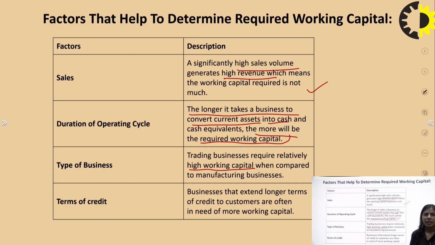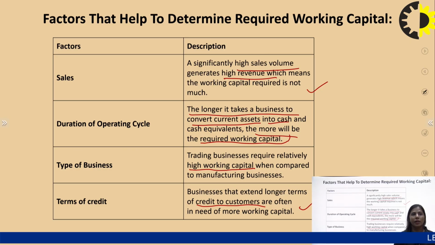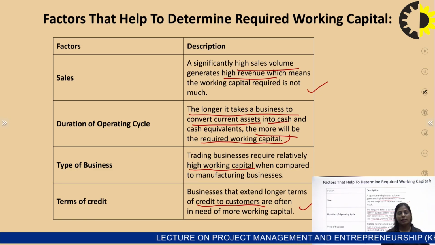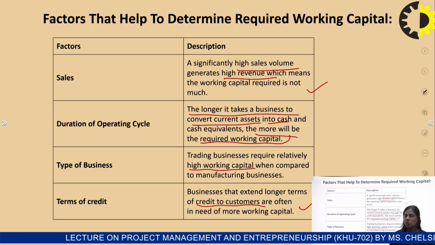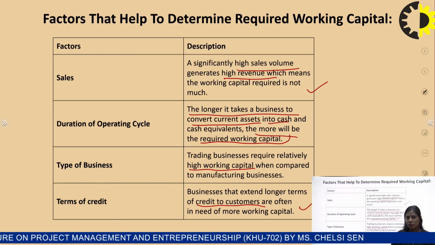Now in the terms of credit, we are having businesses that extend longer terms of credit to the customers and are often in need of more working capital. The more credit to the customers, the more need of working capital. So these are the different factors which would be beneficial to determine the working capital. The more the sales, the more the working capital. The longer it takes to convert the current assets, the more the working capital requirement. The larger the business we are having, the larger amount of working capital is required. So in the terms of credit, working capital would be required.